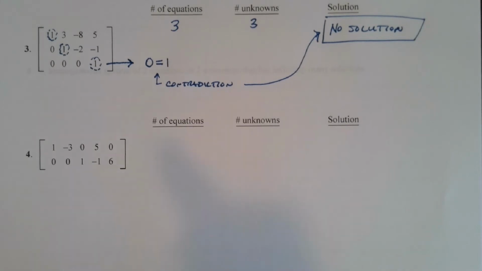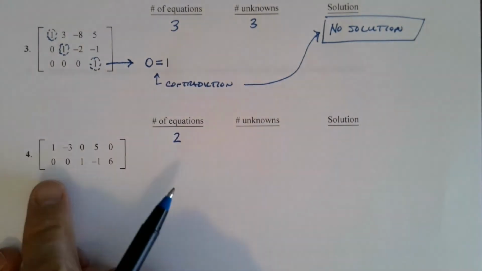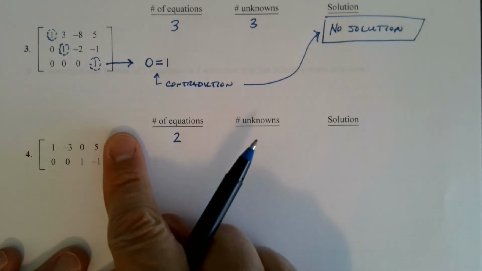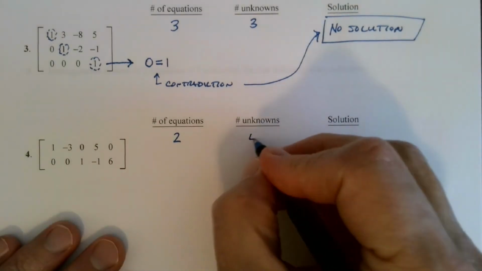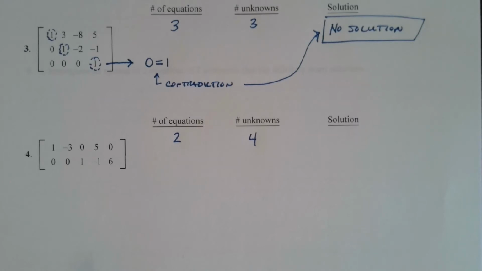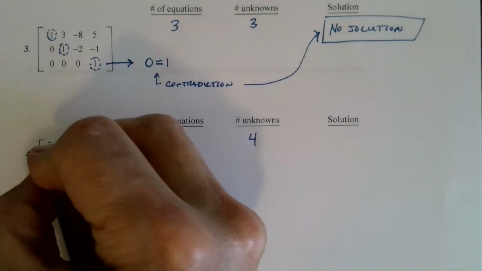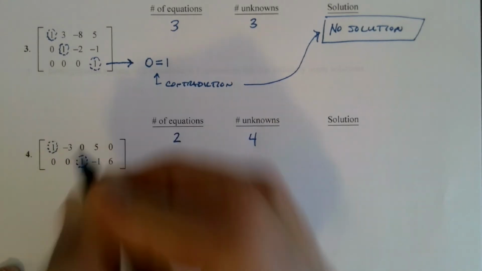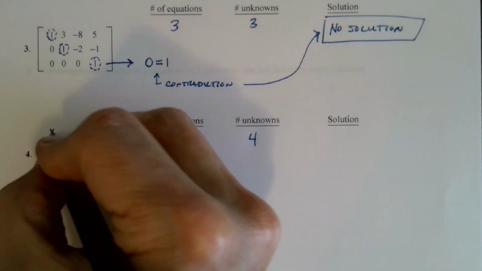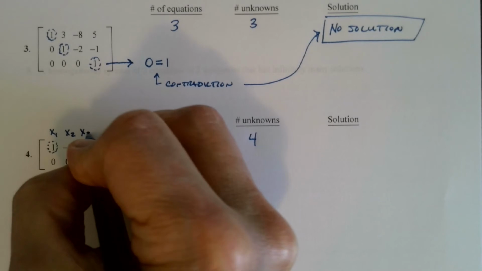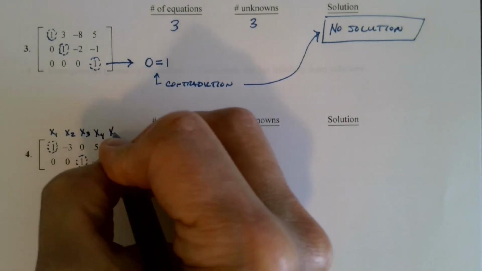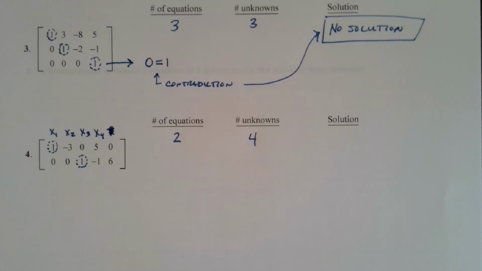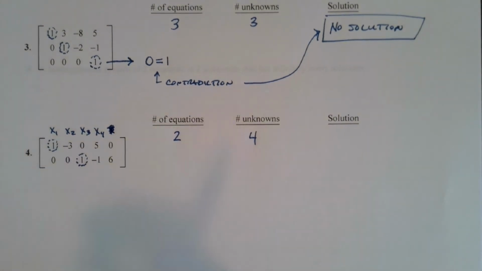This has 2 rows, so 2 equations. It has 5 columns, 1, 2, 3, 4, 5. Last one being constant, so there's 4 unknowns. Okay. And I've got leading ones here and here. Those are my fixed variables corresponding, right? So I've got x of 1, x of 2, x of 3, x of 4, and the last column is just the constants. So I've got 4 unknowns.